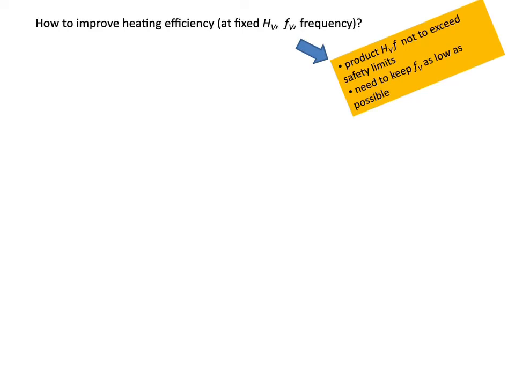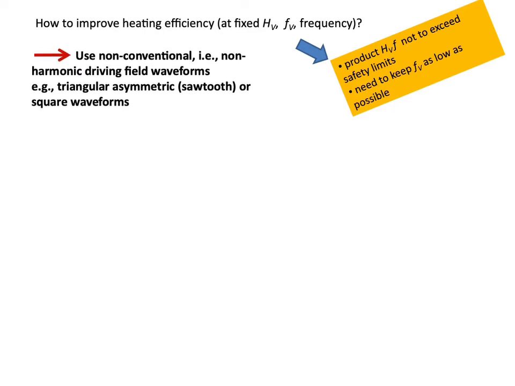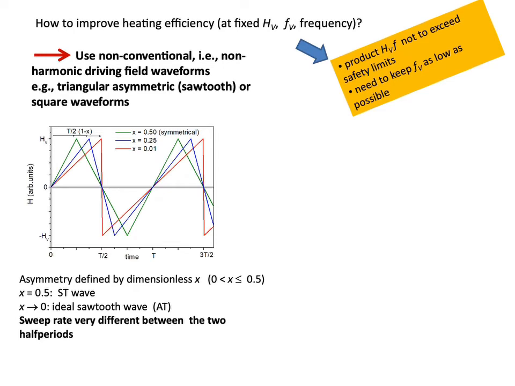How to improve the heating efficiency at a fixed peak value of magnetic field and frequency? This product again must not exceed the safety limits, and so we have to keep the value as low as possible. Our approach proposes the use of non-conventional, non-harmonic driving field waveforms, such as triangular, asymmetric, or square waveforms.